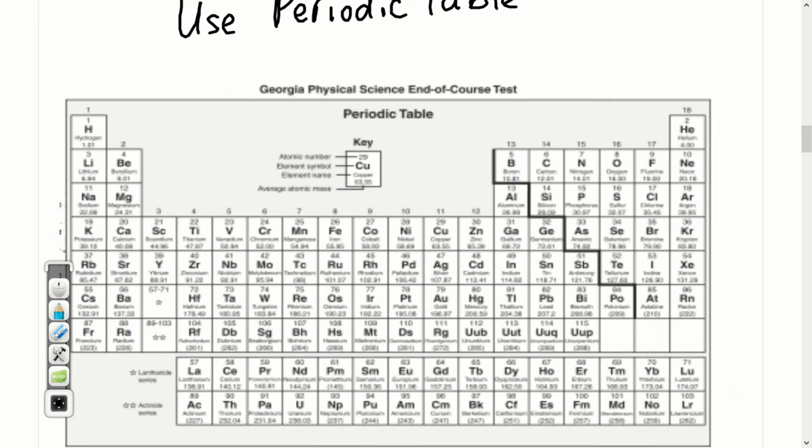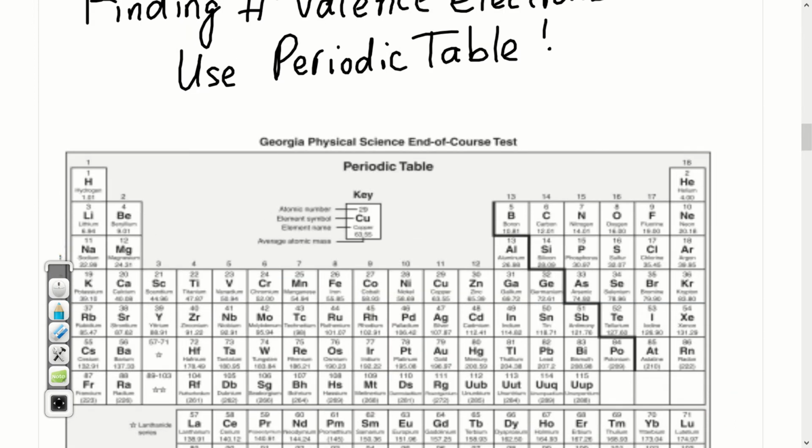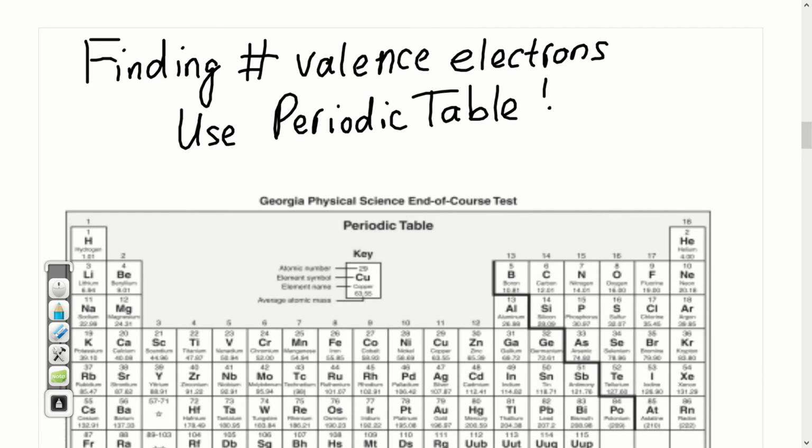So if I said aluminum, how many valence electrons? Third column. They have 3 valence electrons. What does that mean? There's 3 electrons in its outermost energy level, at the very, very edge.